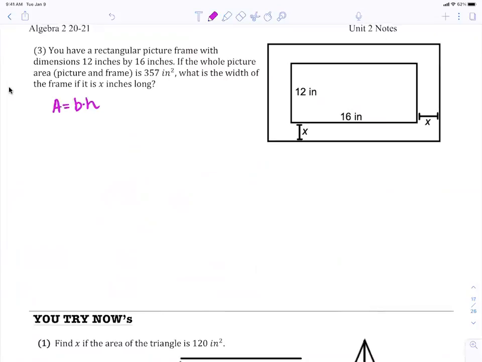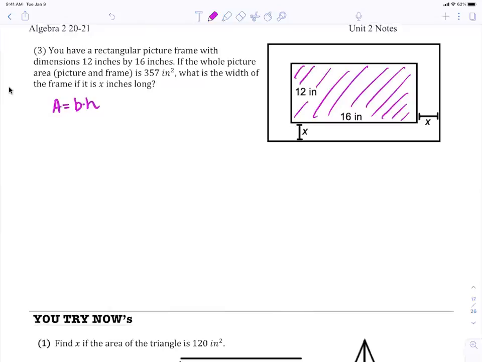So, let's read the problem first. So this says we have a rectangular picture frame with dimensions 12 inches by 16 inches. All right, so our picture frame, if you look on the inside, it's really this inner rectangle going on here. It says if the whole picture area, picture and frame together, is 357 inches, what is the width of the frame if it is X inches long? So basically, if this is an even frame width all the way around, we're saying that the width of the frame is X inches.